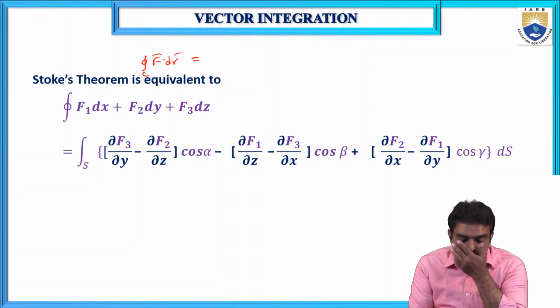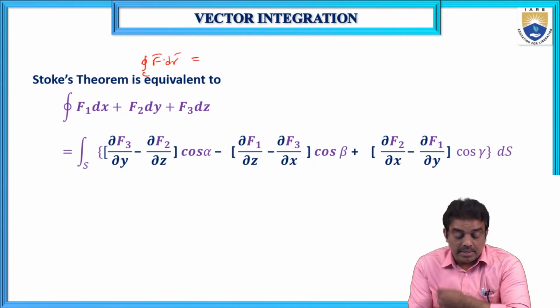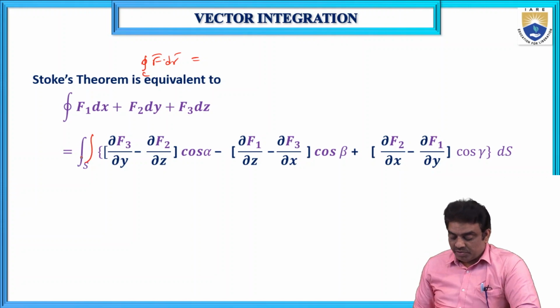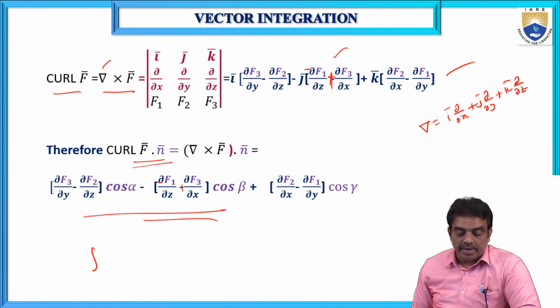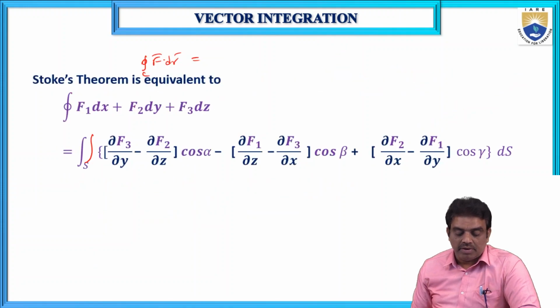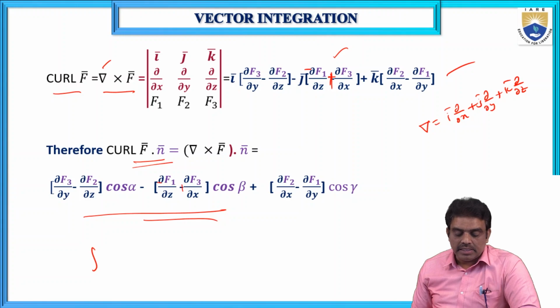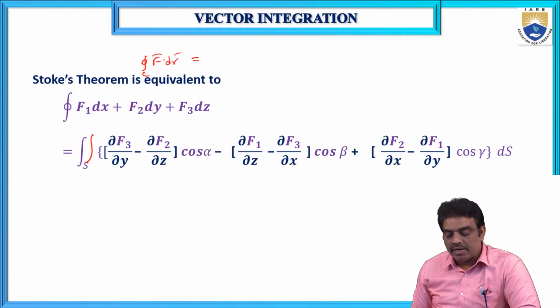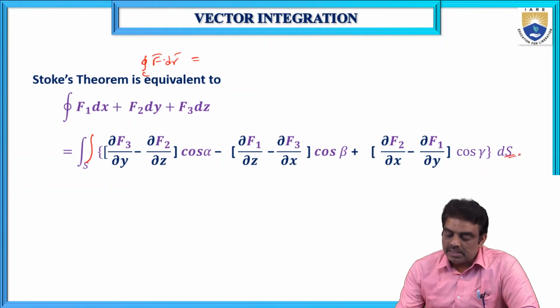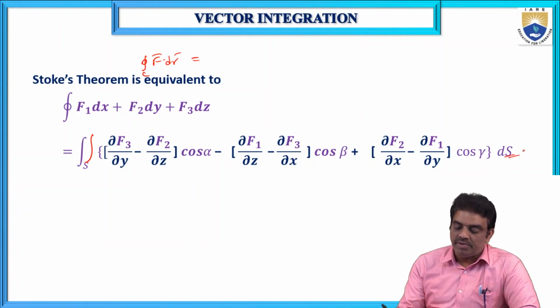And the right hand side is the integral over S. This means it is a double integral: (∂f3/∂y minus ∂f2/∂z) cos alpha, minus, and this will be minus and plus alternately, cos beta, plus (∂f2/∂x minus ∂f1/∂y) cos gamma into ds. What is ds? ds means dx into dy.